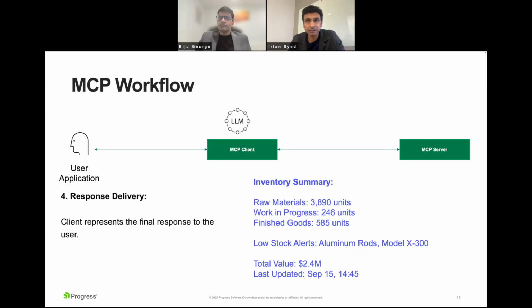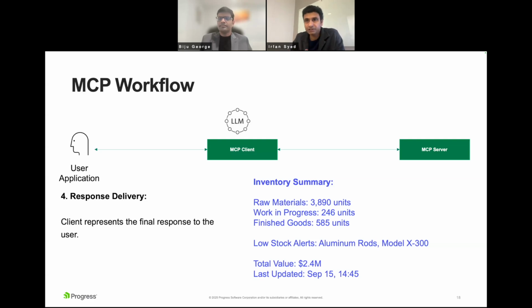Finally, the kind of response that it would be getting is: I have this raw materials information, the work in progress is this, finished goods, etc., which you might be returning from the MCP server in a JSON format or XML format. The MCP client, with the help of the LLM, converts that into a textual format and provides you something like this. It's as simple as that. That is the communication that happens between the MCP client and MCP server using the user application. It's just another client-server interaction, but we're talking about an API in the AI space.